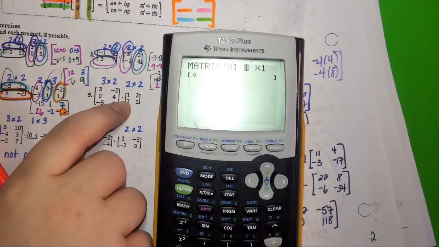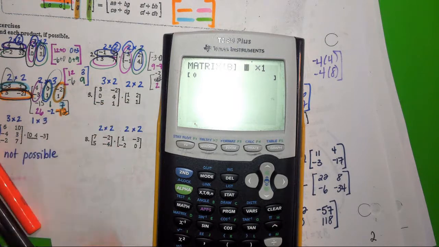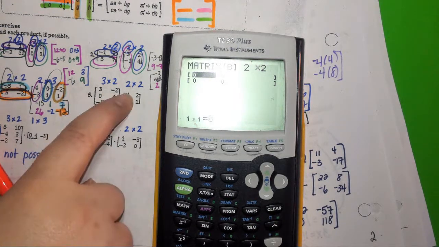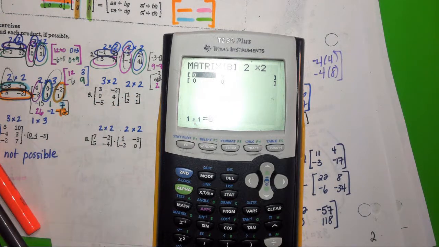Our second matrix for our problem is a 2 by 2. So I'm going to tell it 2 by 2. And then my entries are 1, 2, 2, 1. So 1, enter, 2, enter, 2, enter, 1, enter. And again, my matrix on my paper matches the one that's on my calculator screen.